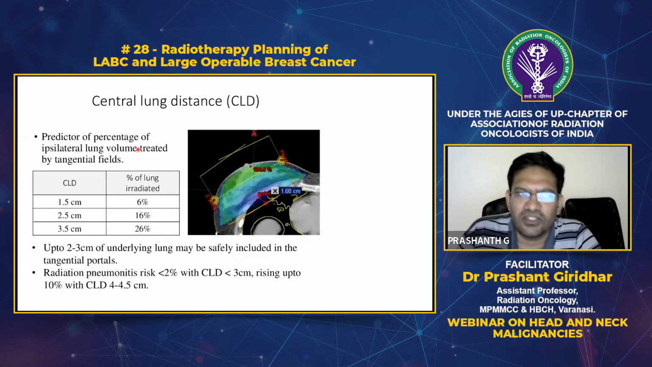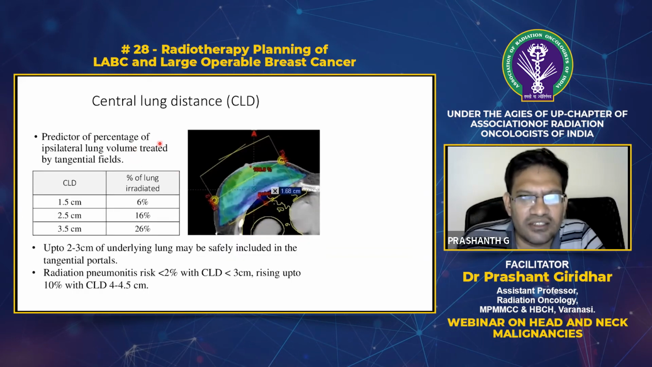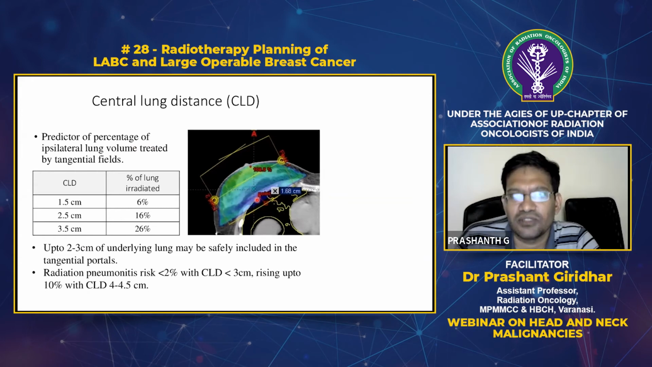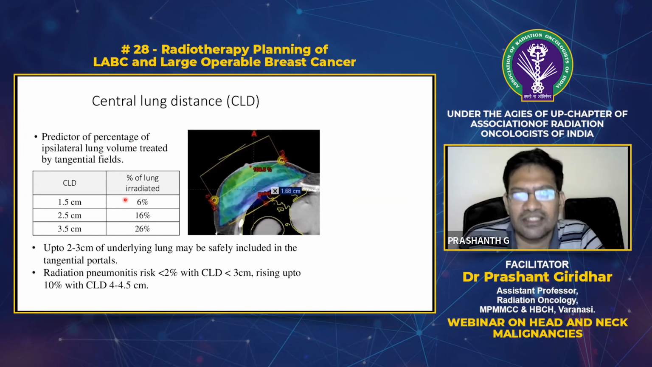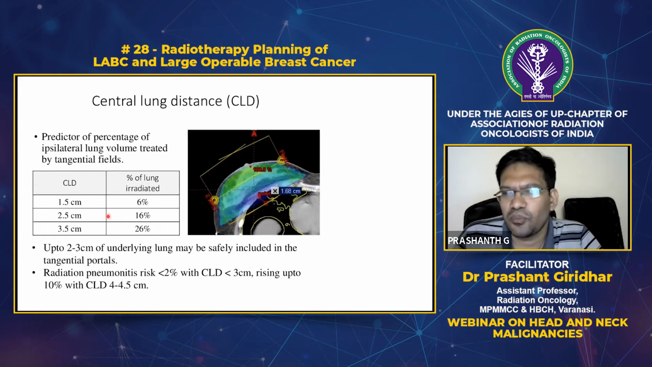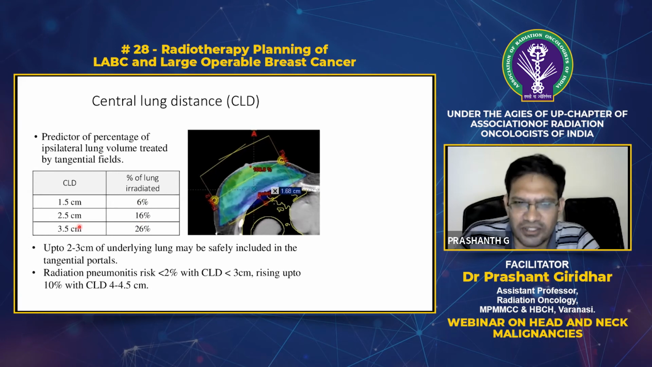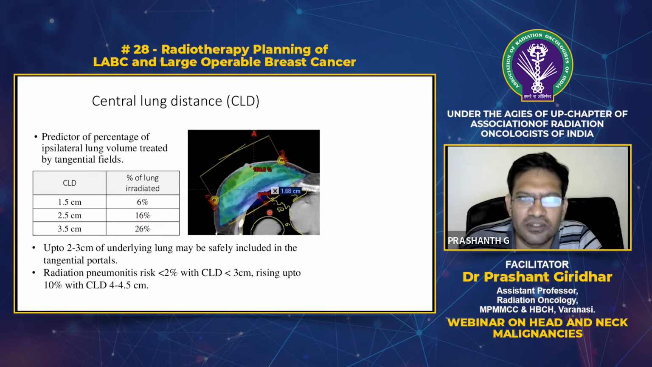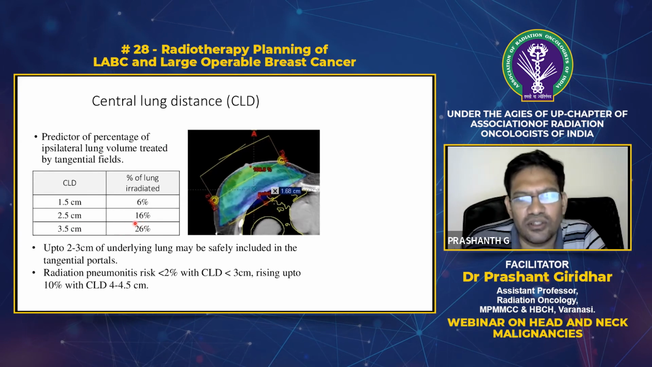So what is the significance of central lung distance? Central lung distance predicts the percentage of ipsilateral lung volume that is treated. If your central lung distance is 1.5 centimeters, then 6% of lung is irradiated, and progressively it goes up to 26% if your CLD, that is this distance, is 3.5 centimeters. That is why we usually choose between 1 and 2.5 centimeters.